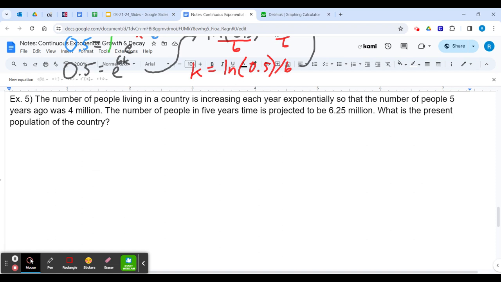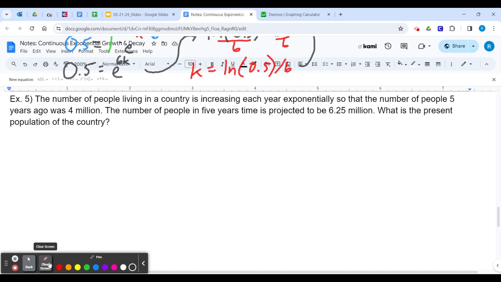We have example 5 where the number of people living in a country is increasing each year exponentially, so that the number of people 5 years ago was 4 million. The number of people in 5 years' time is projected to be 6.25 million. What is the present population of the country?